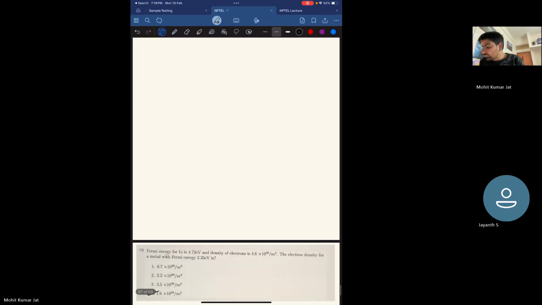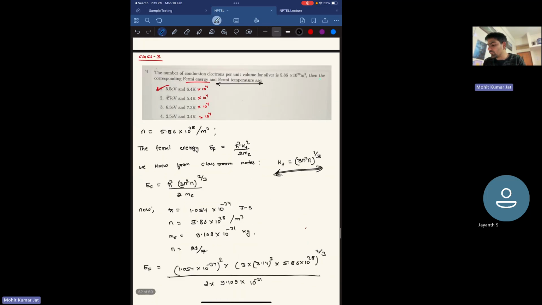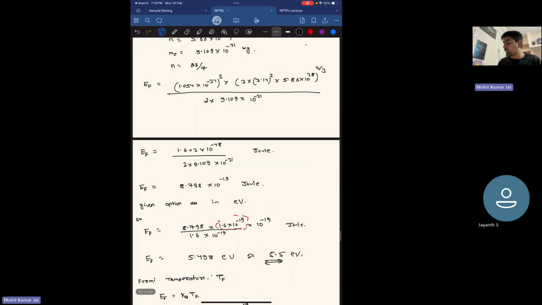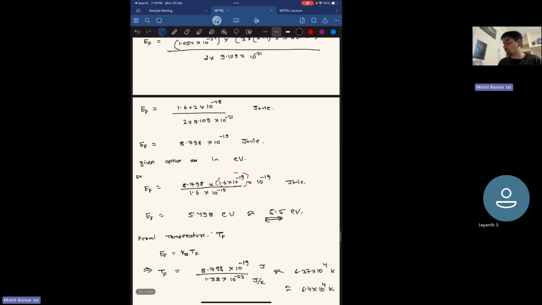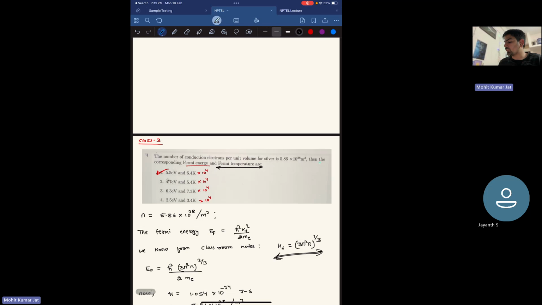I'll go quickly over whatever we have done in the class, and then we can close the class. So the first question was the number of conduction electrons per unit volume, the copper density, was given 5.8 into 10 power 28 per meter cube. Then the question asks what the Fermi energy and the Fermi temperature are. We know that Fermi energy is h bar square 3 pi square n to the power 2 by 3 by 2m. We substitute the values. This in joule, we convert into electron volt, and that turns out to be 5.5 eV. The Fermi temperature we calculate as EF is equal to kBT, and the Fermi temperature is 6.4 into 10 power 4 Kelvin. In the question, the 10 power 4 was missing, so I have written it in the question.